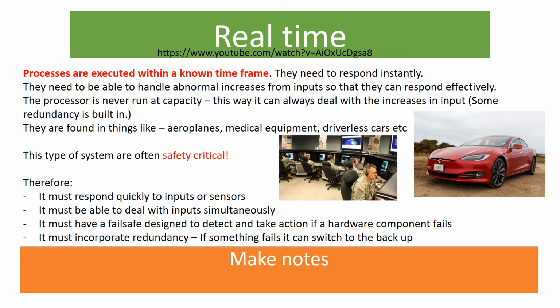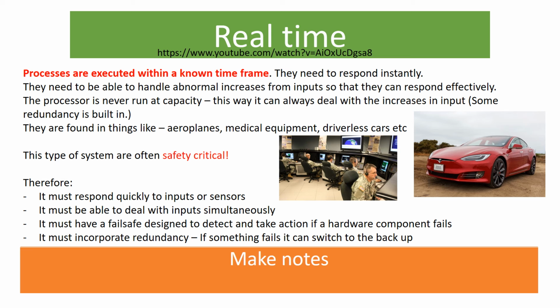The final type is a real-time system. These are processors which need to execute data within a known time frame, and they need to respond instantly. Think about a Tesla driving along the road. If another car was to pull out in front of it, it needs to respond immediately, and we can't wait for that process to take its time to figure out what's going on. So we need real-time processing.